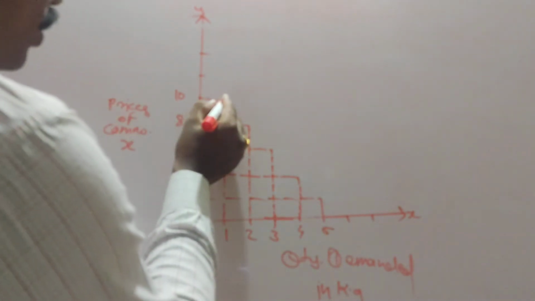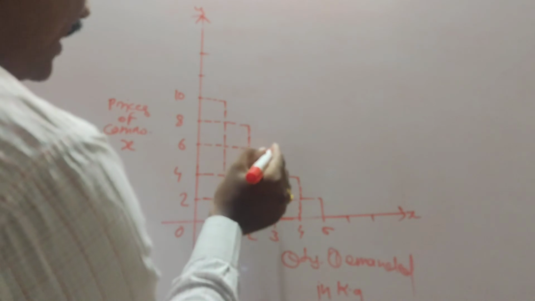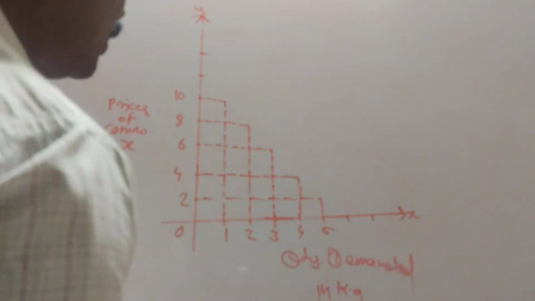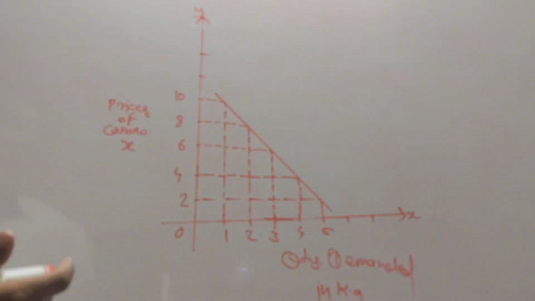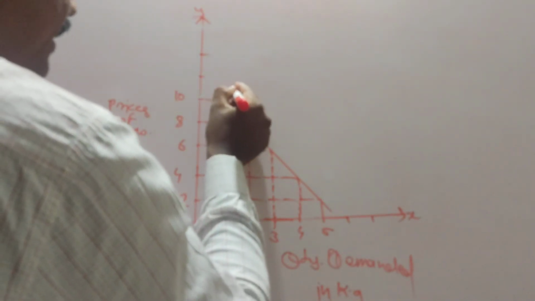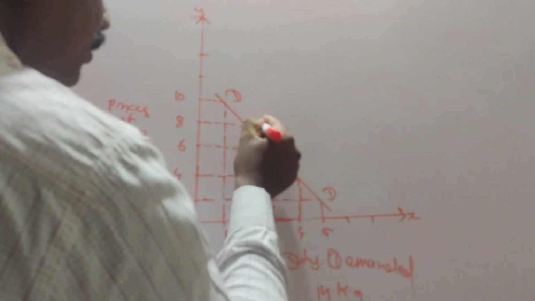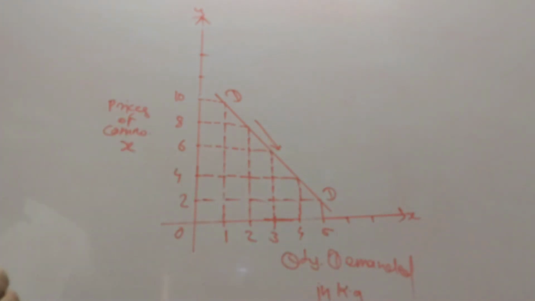When we join all these points, we get the individual demand curve, which slopes downward from left to right. Okay, so here we get DD, that is the demand curve, which is downward sloping from left to right.